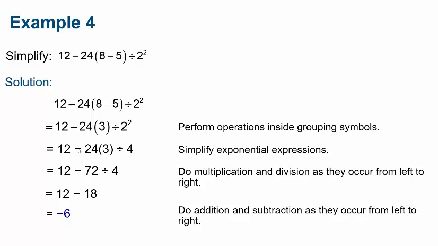Okay, so now I have 12 minus 24 times 3 divided by 4. So you work left to right. Do the multiplication. 24 times 3 gets me 72. Now you do the division, left to right. 72 divided by 4 gets me 18. So now I have 12. Don't forget this minus sign the entire time. 12 minus 18. That gets me negative 6.